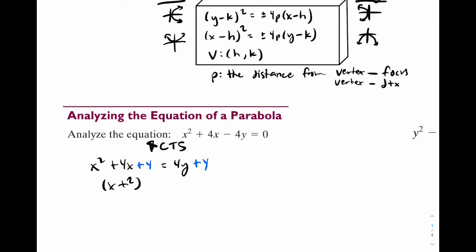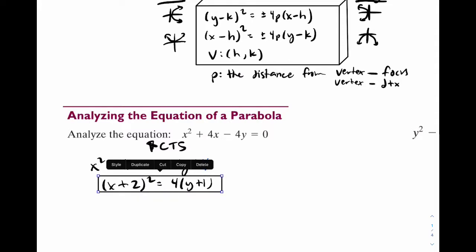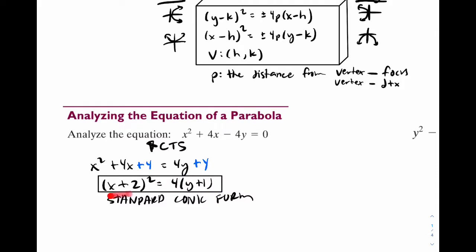That's (x + 2) squared, and that's equal to 4 quantity (y + 1). And there we go. For our class, we're going to call this standard conic form, meaning we want it to be in this form so we can analyze it. There'll be other conics, and this will be a generic term that we use to get it to the form we want to work with.